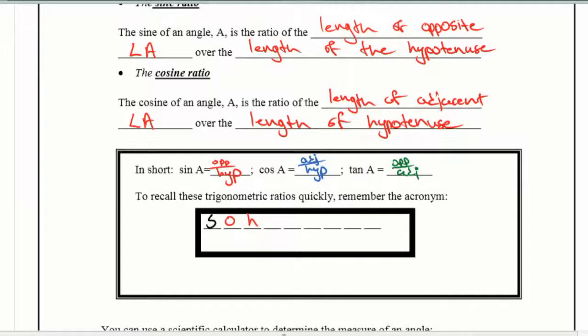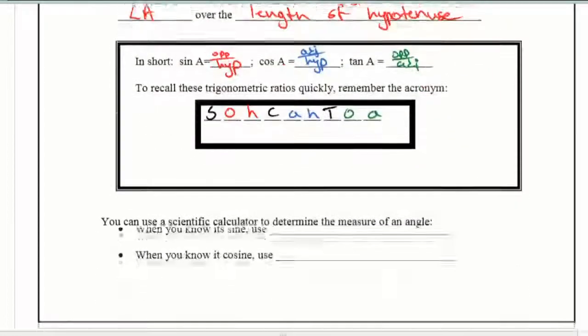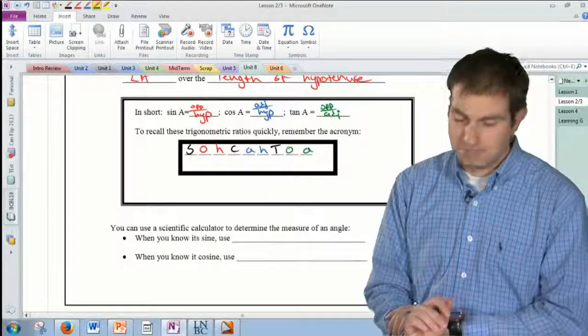And then the cosine is the adjacent divided by the hypotenuse. And then the tangent is the opposite divided by the adjacent, which leaves us our acronym SOHCAHTOA. We just say SOHCAHTOA. So SOH is the sine, opposite over the hypotenuse, CAH is cosine, adjacent over the hypotenuse, and TOA is the tangent, the opposite over the adjacent. You'll probably remember that, and it'll come in handy.